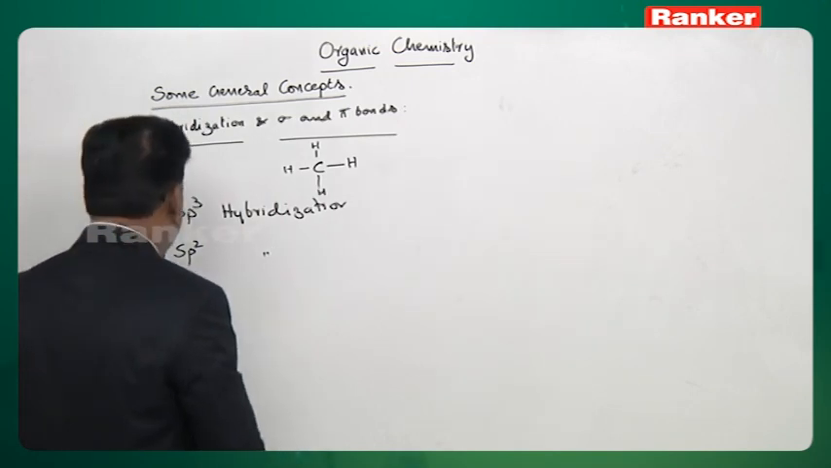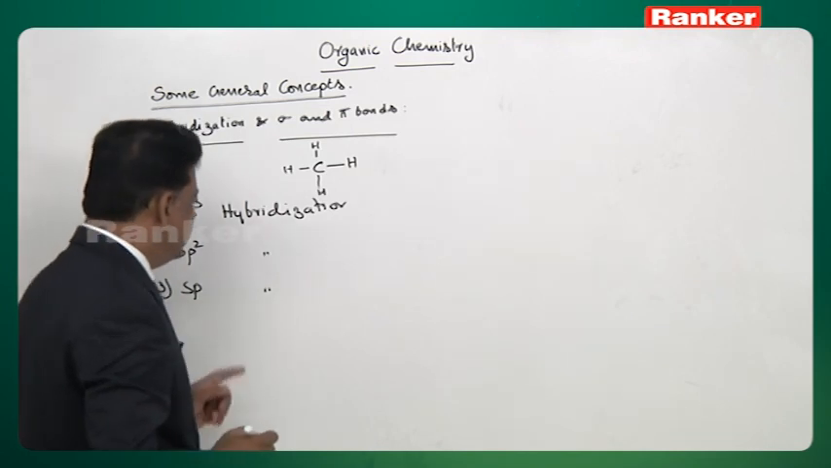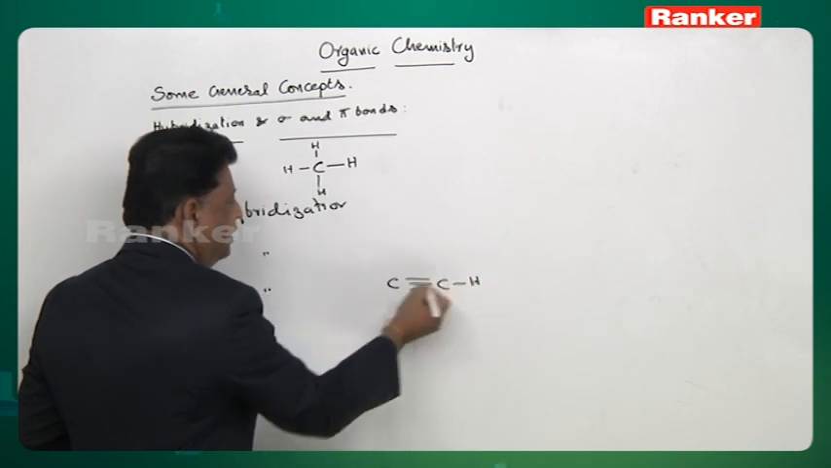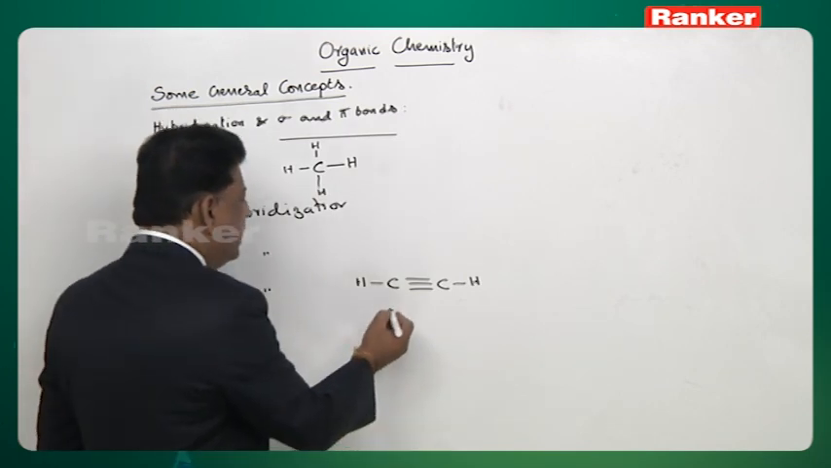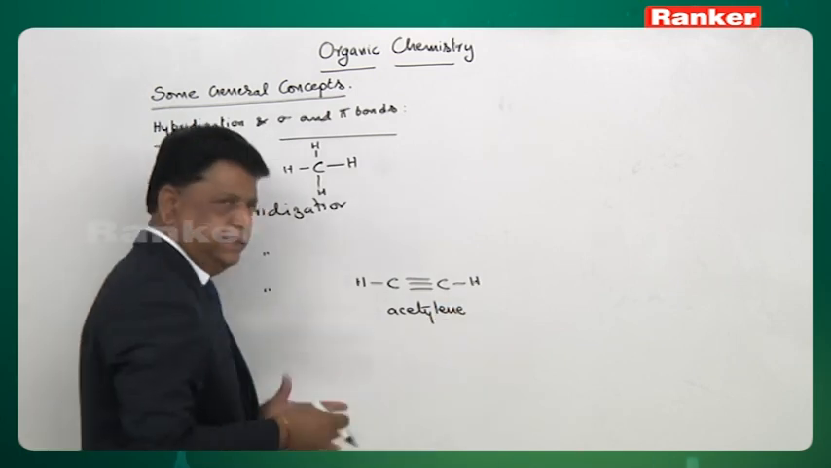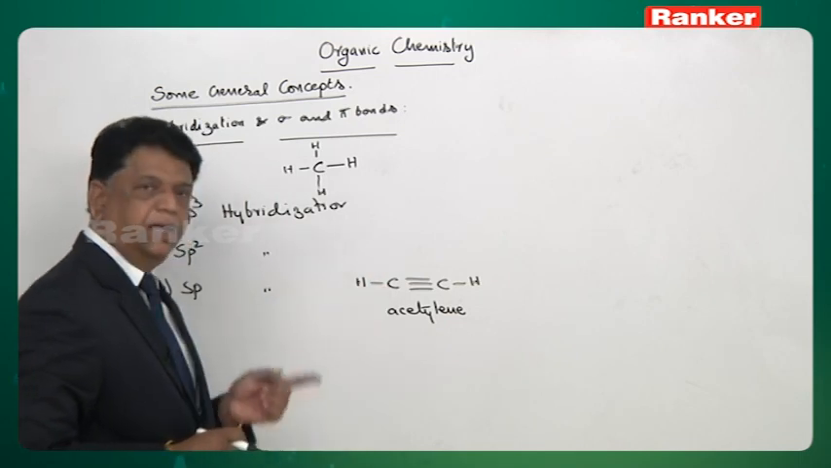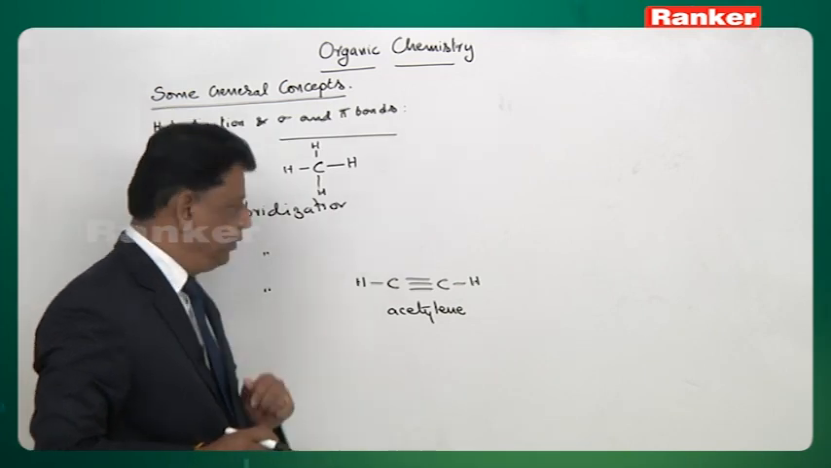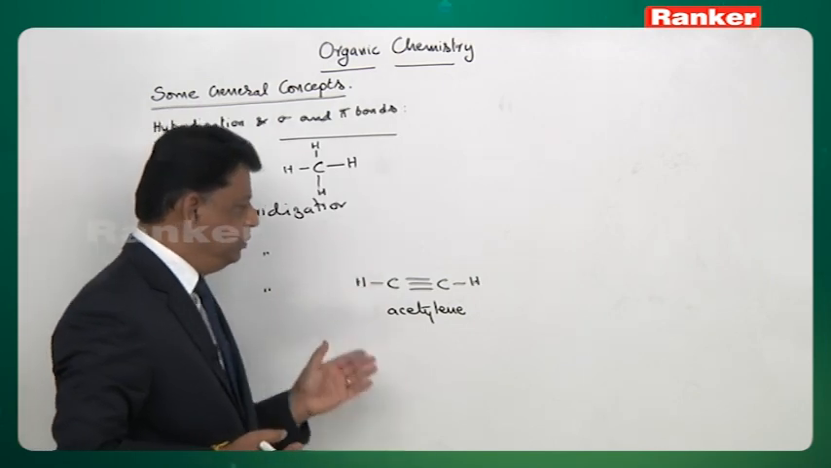Now similarly, we have one more hybridization called sp hybridization. The best example for this is carbon with a triple bond to carbon, and hydrogen. Systematically it is called ethine, or commonly known as acetylene. Acetylene is the non-IUPAC or common name. Systematically it is called: 2 carbons, eth, a triple bond, ine ending with e, ethine. No other functional group, therefore ethine. If OH is there, we can say ol ending, but here there is no other functional group, therefore ethine.